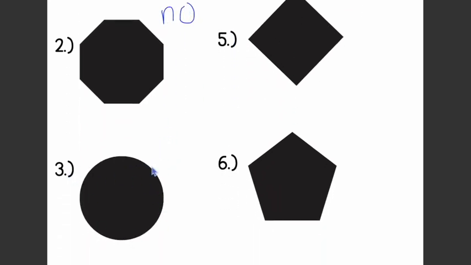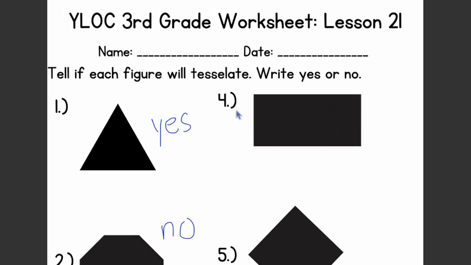Number 3, a circle. Now a circle obviously doesn't tessellate because when you try drawing 2 circles, it leaves a tiny gap here. So this is also no. Number 4, we have a rectangle. If you try adding a rectangle on all 4 sides, you can see that it works. So this is yes.